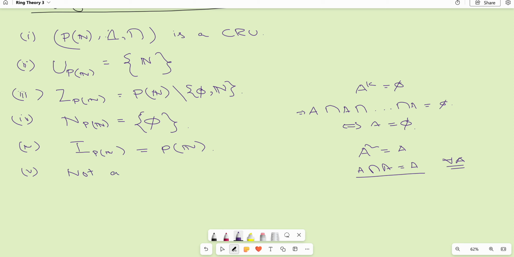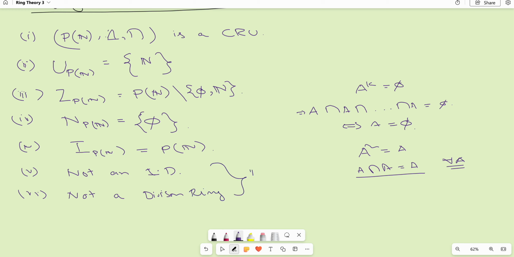Not an integral domain. And the sixth property I am going to talk about is whether it is a division ring or not. It is also not a division ring, because for a division ring, every non-zero element is a unit, right? A ring with unity is a division ring if every non-zero element is a unit. But here the only unit element is n, so it is not a division ring.